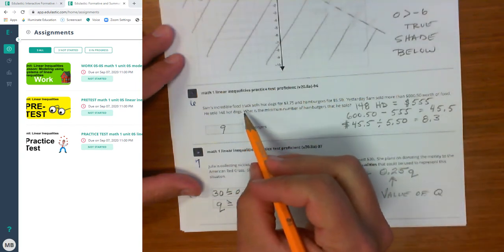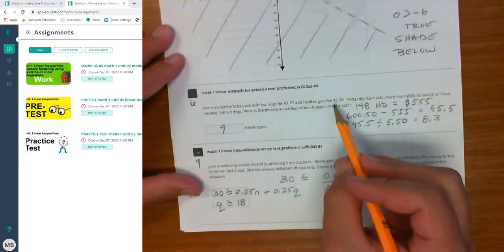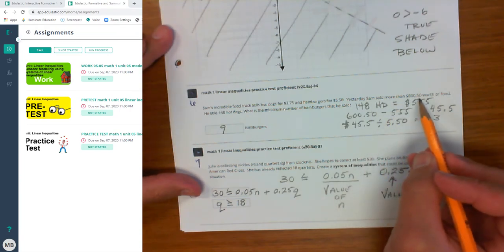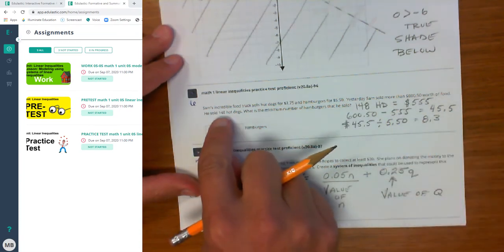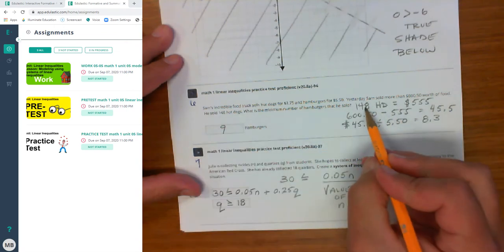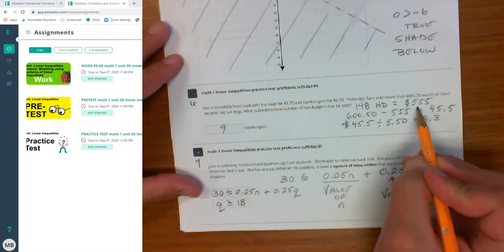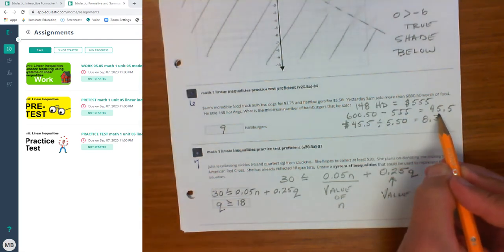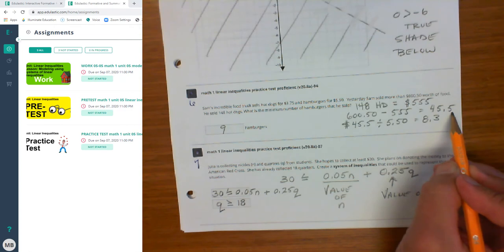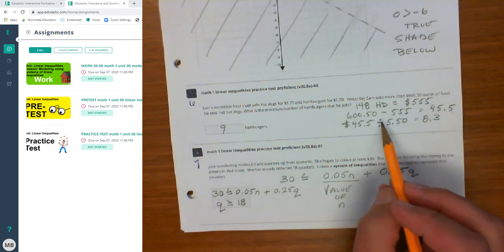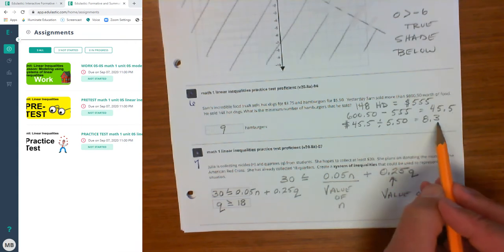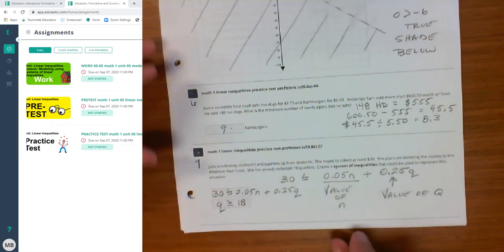Sam's incredible food truck sells hot dogs for $3.75 and hamburgers for $5.50. Yesterday, Sam sold more than $650 worth of food. He sold 148 hot dogs. Okay, so 148 hot dogs is $555, which means he still has to sell $45.50 worth of hamburgers. So if I do $45.50 divided by the cost of a hamburger, I get 8.3. Well, he's not going to sell 8.3 hamburgers, so I'm going to round it up to 9 hamburgers.